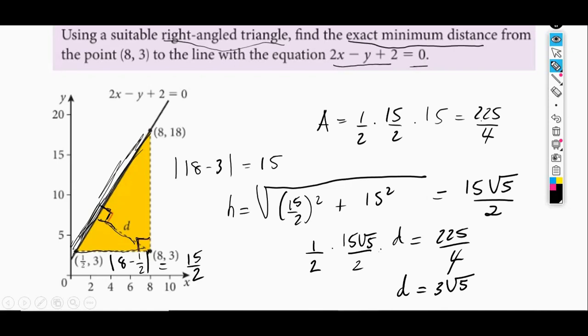Then the answer would be that the minimum distance, we don't have any meters or centimeters here, so we'd have to say that the minimum distance from point (8, 3) to the line would then be 3 square root of 5 units. And now the reason we leave it in terms of the square root of 5 is because they're asking for the exact minimum.